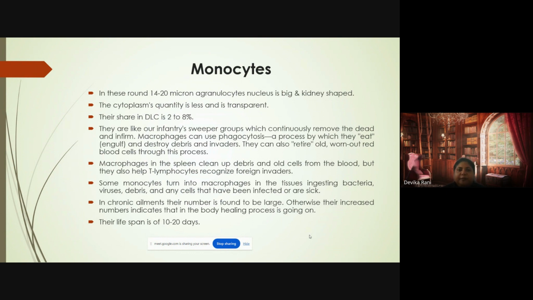They are like our infantry sweeper groups, which continuously remove the dead and infirm, whatever cells have died or are not performing up to the mark. They remove them, so they clean up. They're like macrophages, which use phagocytosis. They eat, engulf and destroy the debris and the invaders. And if they feel that there are cells which are not really working properly and are worn out, they'll retire them, as in they will get them filtered and removed.